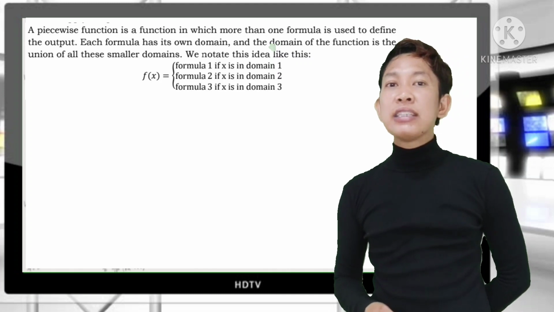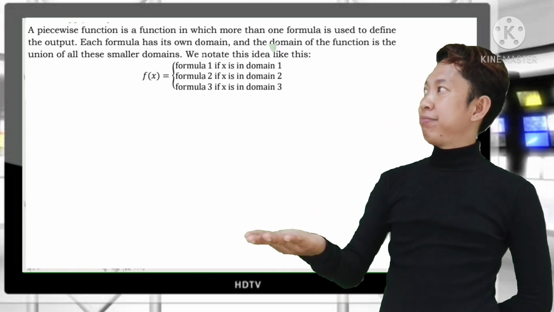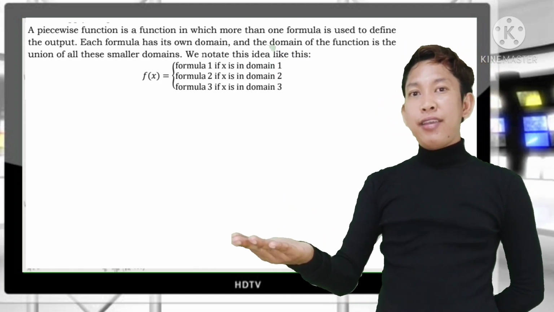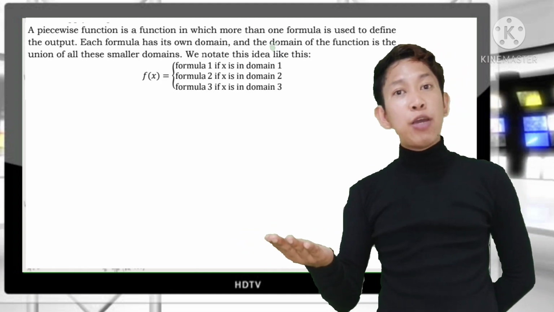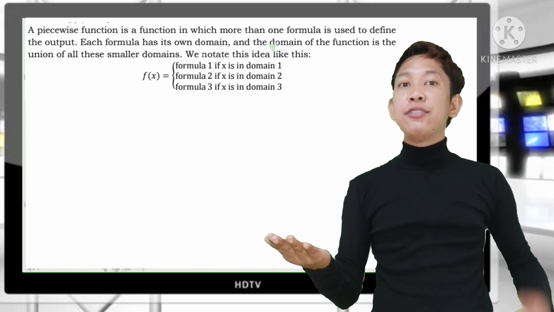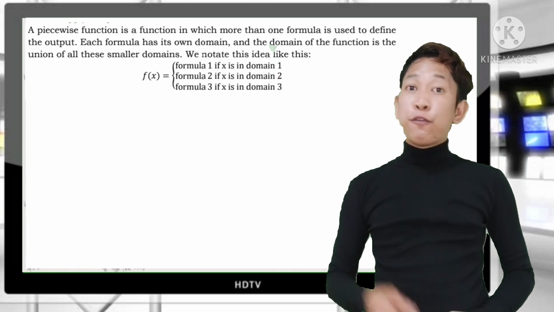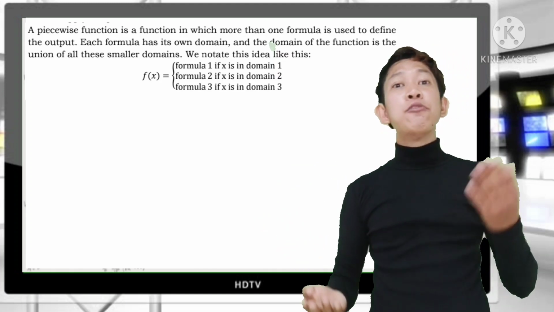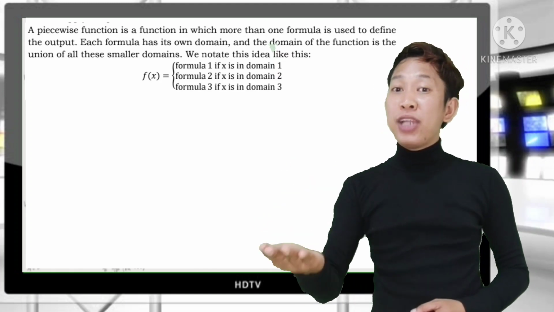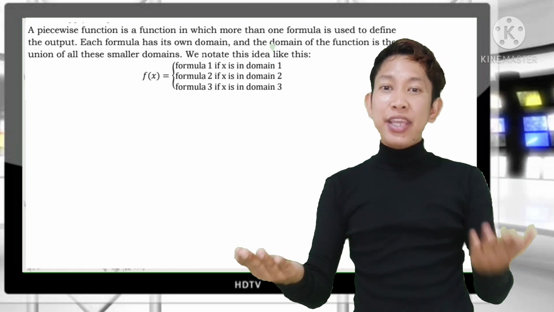We notate this idea like this. F of x is equal to formula 1 if x is in the domain of 1, formula 2 if x is in the domain of 2, and formula 3 if x is in the domain of 3.